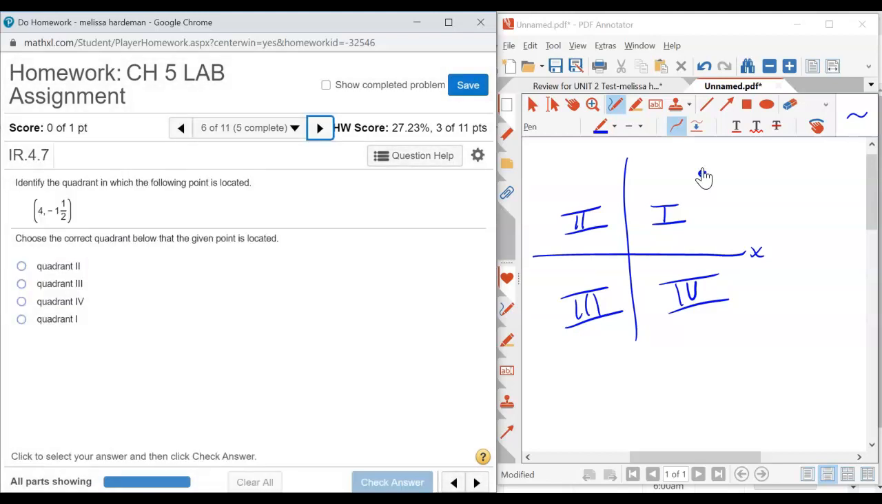Same thing with this ordered pair. The X value is 4 and the Y value is negative 1.5. So I would go over the X value on the positive side, positive 4, but the Y value is negative, so that means I'd go right 4 and down 1.5. That would put me in quadrant 4.